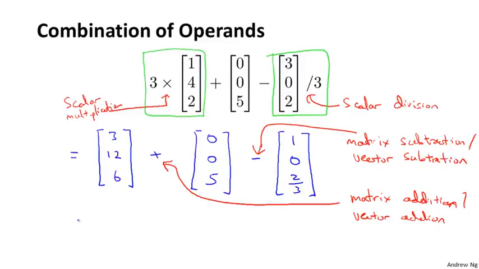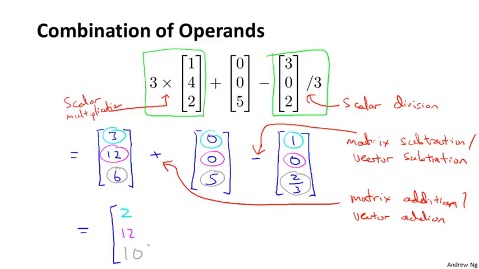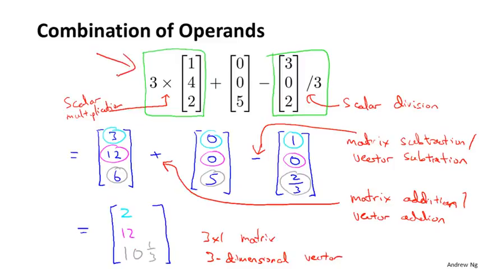Okay? And finally, to wrap this up, this gives me a vector whose first element is 3 plus 0 minus 1, so that's 3 minus 1, which is 2. The second element is 12 plus 0 minus 0, which is 12. And the third element is 6 plus 5 minus 2/3, which is 11 minus 2/3, so that's 10 and 1/3. And so this gives me a 3 by 1 matrix, which is also just called a 3-dimensional vector, the outcome of this calculation. So that's how you add and subtract matrices and vectors and multiply them by scalars, or by real numbers.